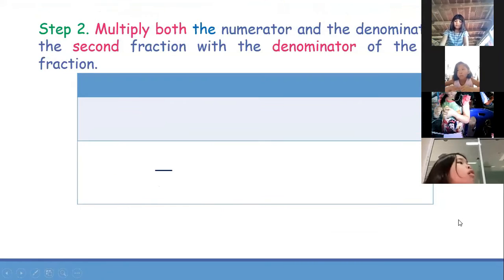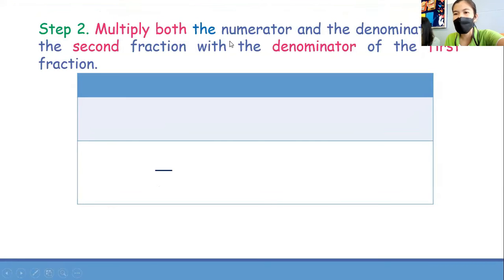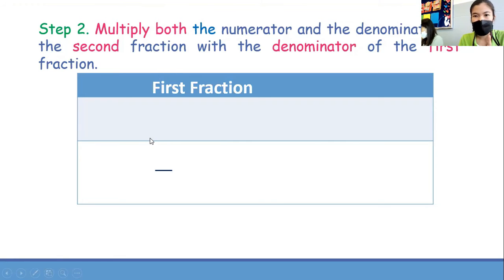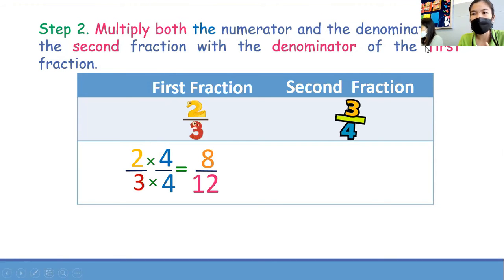Now for step 2. For step 2, you have to multiply both the numerator and the denominator of the second fraction with the denominator of the first fraction. We have now the second fraction. Okay, you have to write 3/4. Then you have to multiply the numerator and the denominator with the denominator of the first fraction.